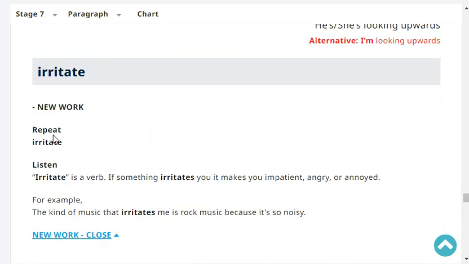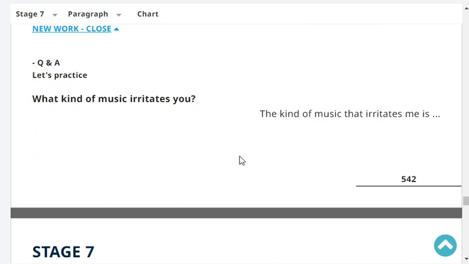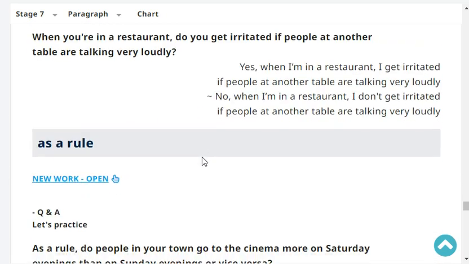Next, repeat. Irritate. Very good. Okay, listen. Irritate is a verb. If something irritates you, it makes you impatient, angry, or annoyed. For example, the kind of music that irritates me is rock music because it's so noisy. I love rock music, though. What kind of music irritates you? The kind of music that irritates me is... It's too noisy. You love rock music also, right?